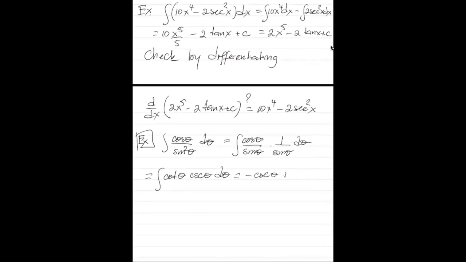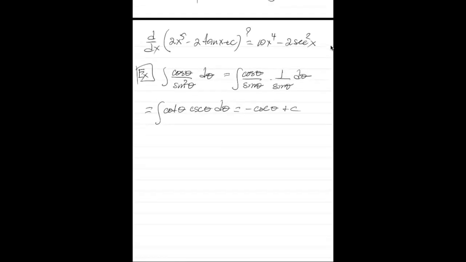Okay, and we're adding the constant always when we do indefinite integrals. Another example, this time a definite integral, from 0 to 3, of x to the 3rd minus 6x dx.